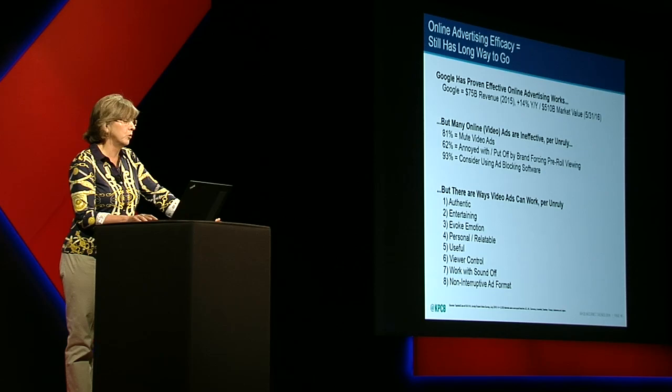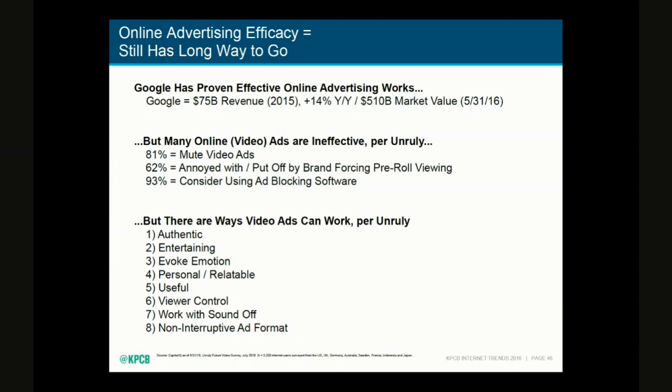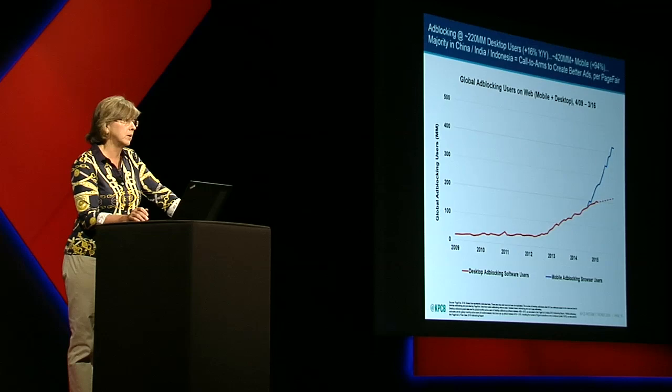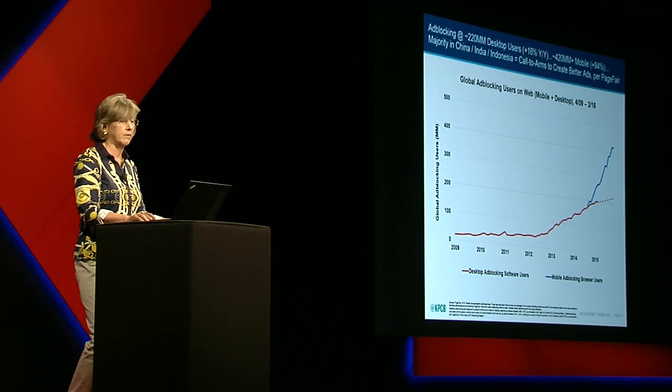Google has proven that advertising on the internet works, but many online ads, especially video ads, are ineffective. 81% of users mute their ads. 93% consider using ad blocking software. This is data from Unruly. Ad blocking software, especially in China, India, and Indonesia, is a big deal. 420 million users in the world use ad blocking software for mobile devices, up nearly 100% year to year. If there's ever been a call to arms to create better ads, this is it. This is data from PageFair.